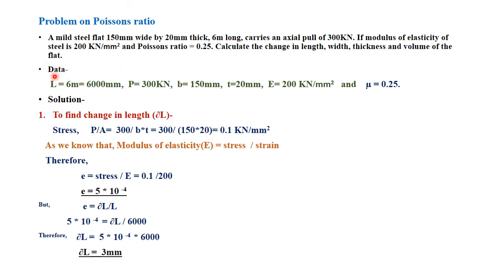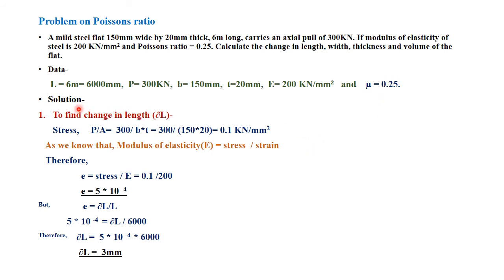The first step is to tabulate the given data. Length is 6 meters, that is 6000 millimeter. Force P is 300 kilonewton, width B is 150 millimeter, thickness T is 20 mm, and capital E, the modulus of elasticity, is equal to 200 kilonewton per mm square, and Poisson's ratio mu is 0.25.